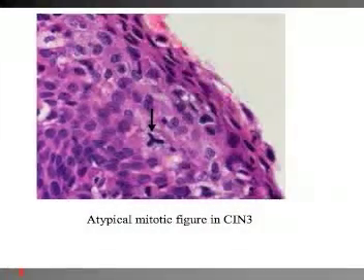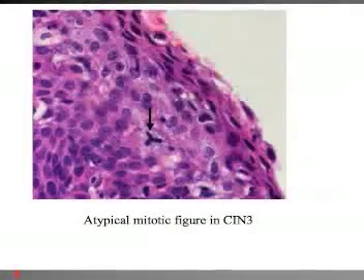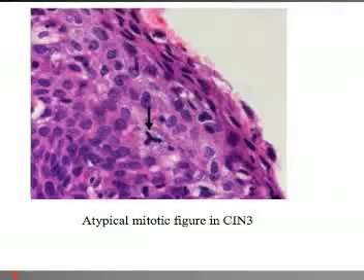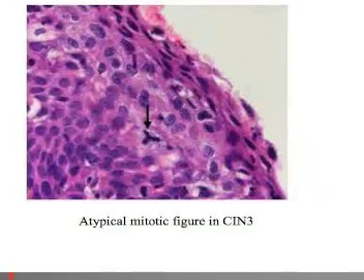This is an example of full thickness lack of maturation where atypical cells are seen at the surface. There is an atypical mitotic figure by the arrow there in the middle. This is a pre-malignant condition.